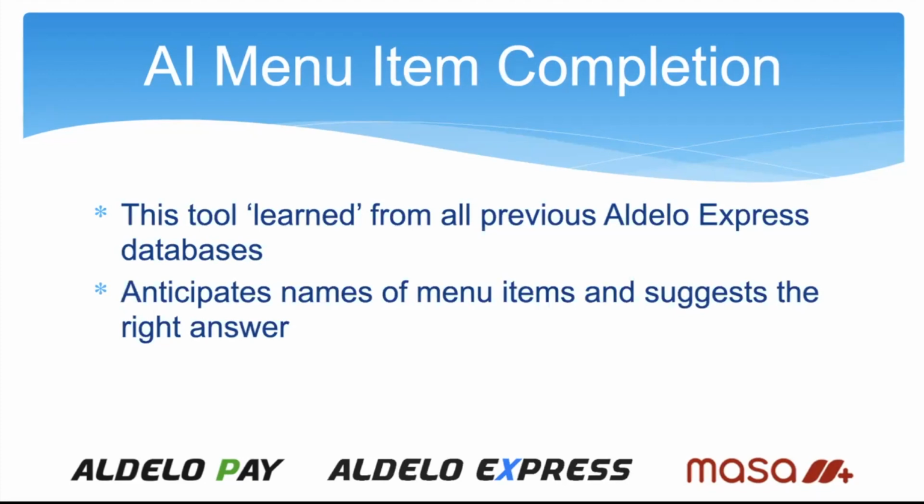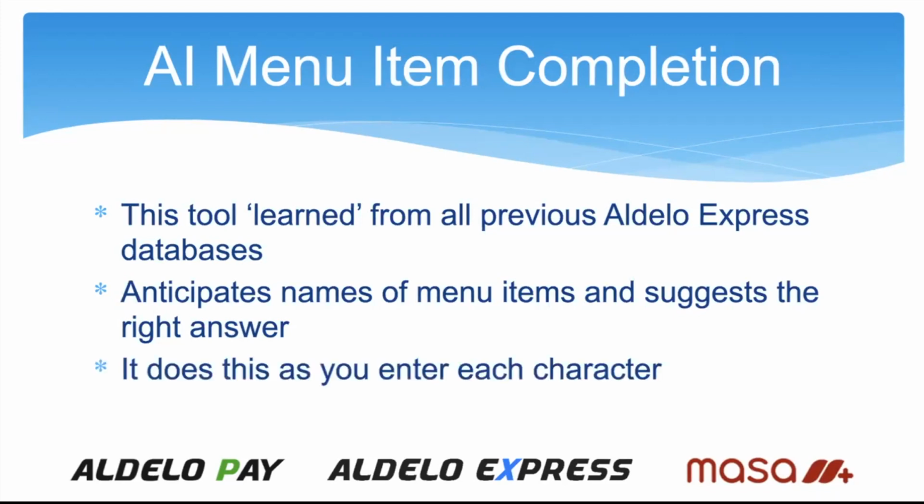We even have discovered that it will not let you duplicate items. So it won't suggest an item that you've already got in your database. It does this as you enter each character. So after you enter 2 characters, it will start suggesting possible answers, and you can choose from those or just go ahead and type in the entire name.